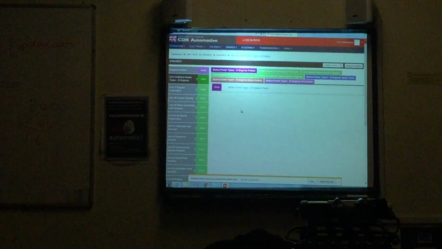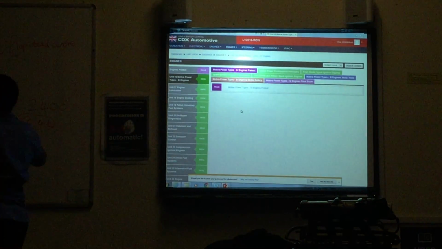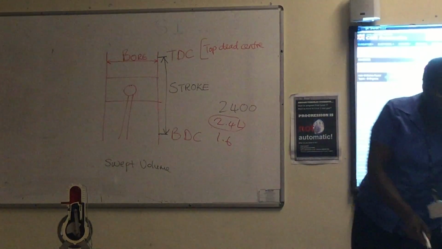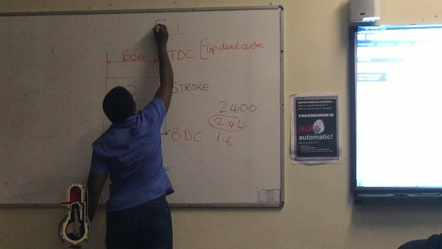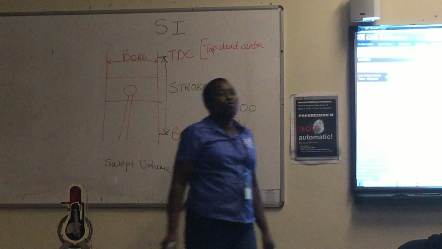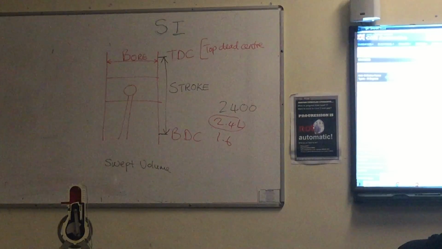One other thing I forgot to mention: a petrol engine is called an SI engine. SI stands for spark ignition. Ignition of the petrol and the air is by a spark from the spark plug. So a petrol engine is also referred to as a spark ignition engine.